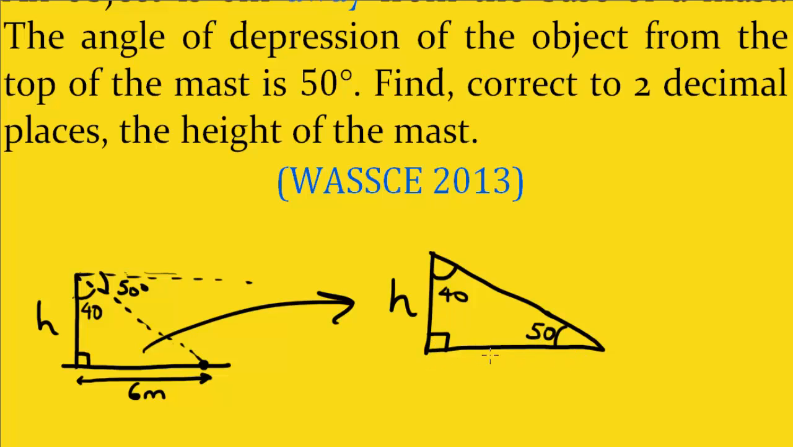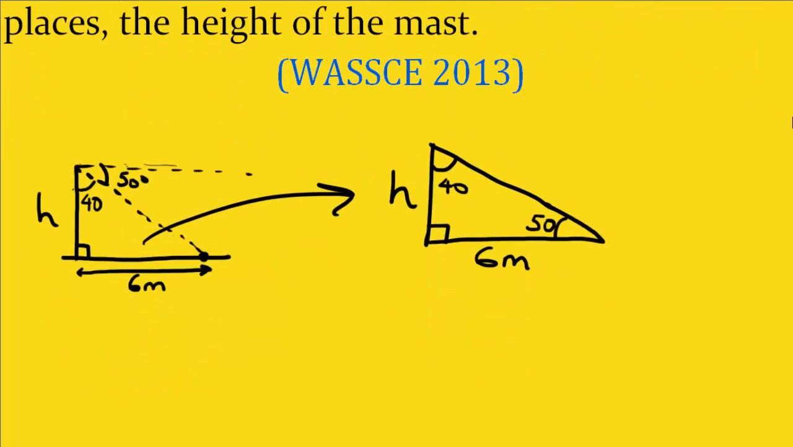We've been told that this length is 6 meters, and we're asked to find the height. So how would you proceed? Well, the easiest way is just to pick one of the angles and use either sine, cosine, or tangent. So just have SOHCAHTOA by your side, and let's say we pick this angle, 50 degrees.